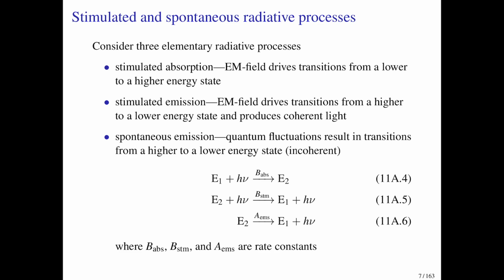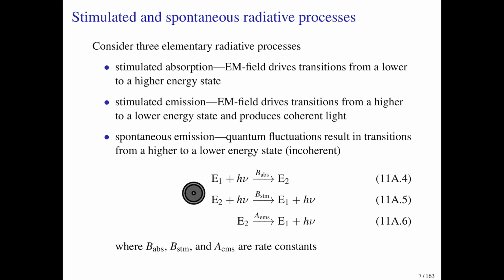So these three processes can be thought of as little chemical equations, elementary equations in fact, much like the ones that we worked with in Chem 450 when we studied chemical kinetics. I've outlined these three equations here. This is the elementary chemical equation for absorption. You have a molecule in E1. It absorbs a photon. There's a rate constant for that process to occur, and then the product is a molecule in the upper state 2.